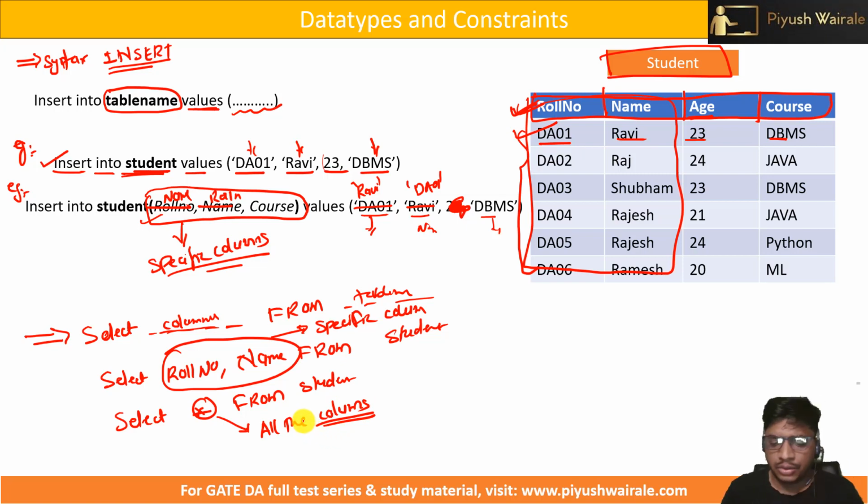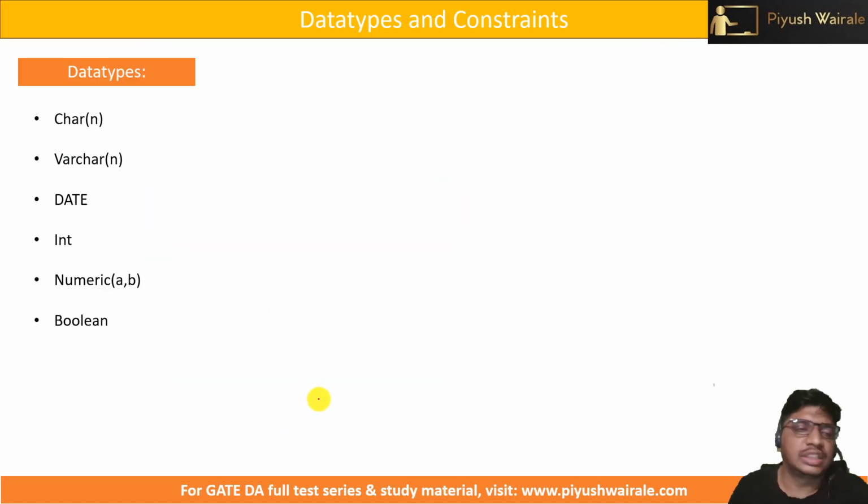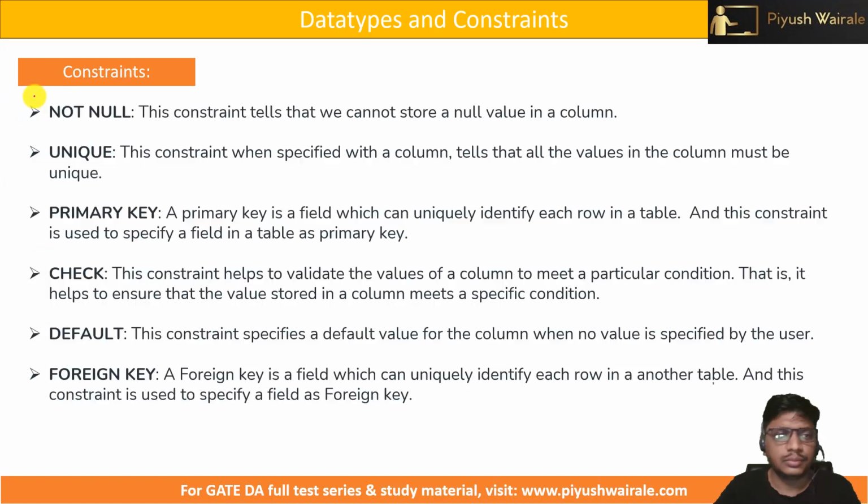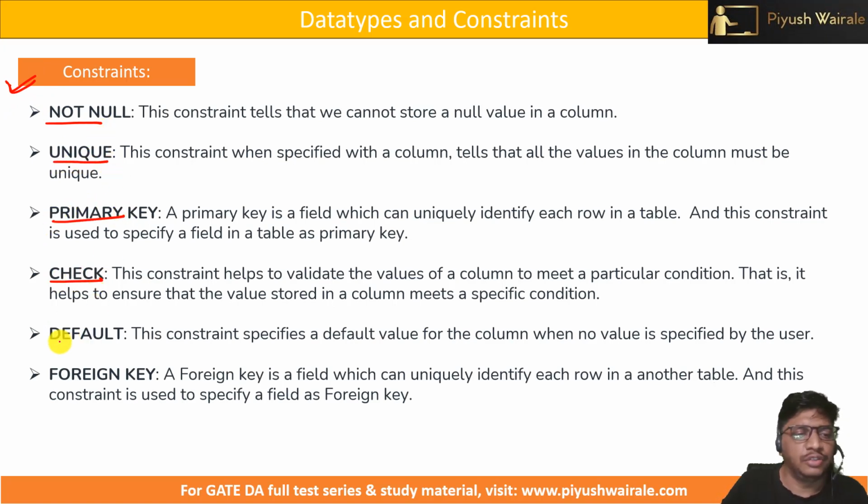So that's it. What are the data types that we are going to discuss in today's session? That is char, varchar, date, integer, numeric, boolean. These are a few important data types. Other data types are also there, but they are not important from the exam point of view, because if you see the previous year CS questions, they have not asked questions based on other data types. So we'll stick to these only. Also, we have different types of constraints: not null, unique, primary key, check, default, and foreign key. We'll discuss these one by one.